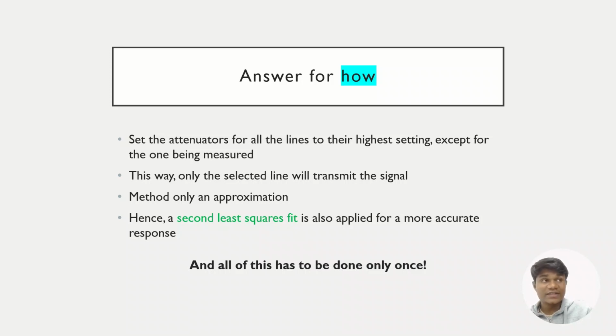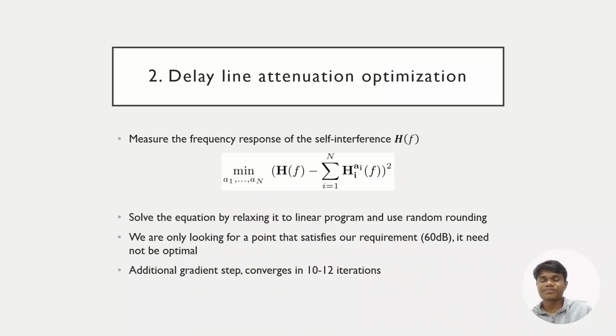And the good thing is that all of this has to be done only once, because the attenuator values and their frequency response do not change. So we can do this beforehand and not have to worry about it again. Now, how do we use these attenuator values to minimize this expression?